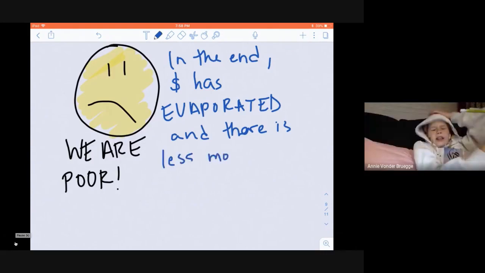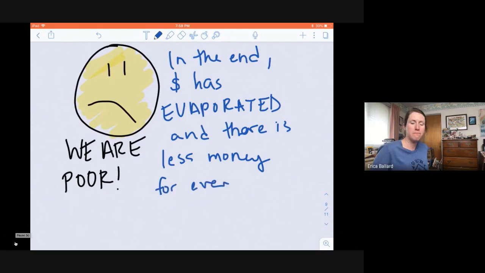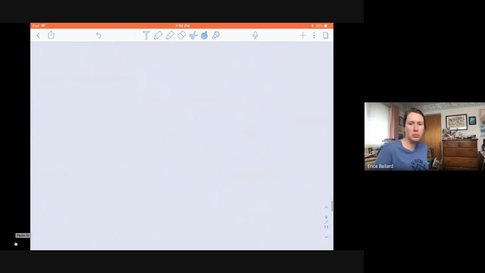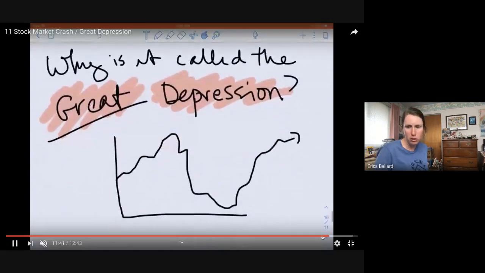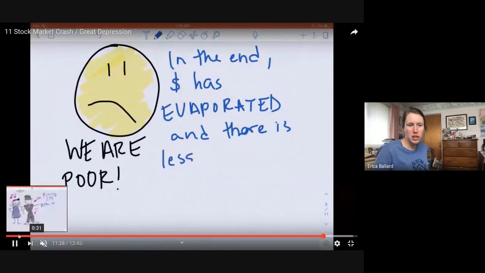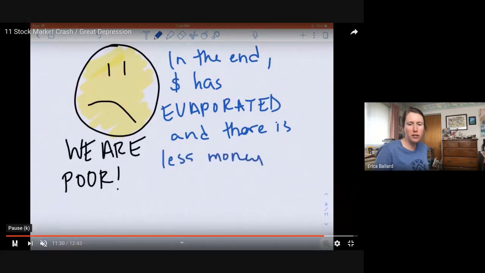Wait, is this a new thing? Yep, it's a new one. So the idea with the depression is that it affects everyone in society. It's not going to affect everyone equally, but everybody in society is probably going to be affected.